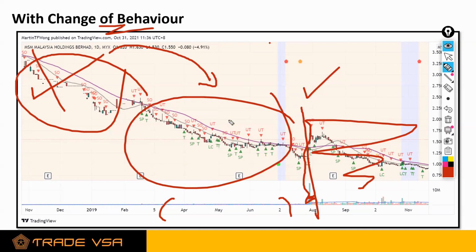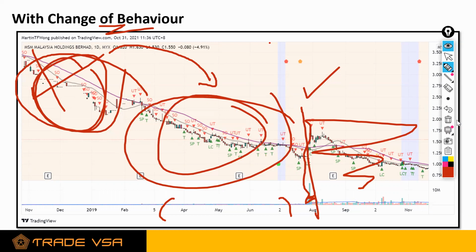For example, if you look into this kind of formation, you know that something is going on. Someone is coming in, someone is interested. Very obvious one, from very illiquid to liquid.